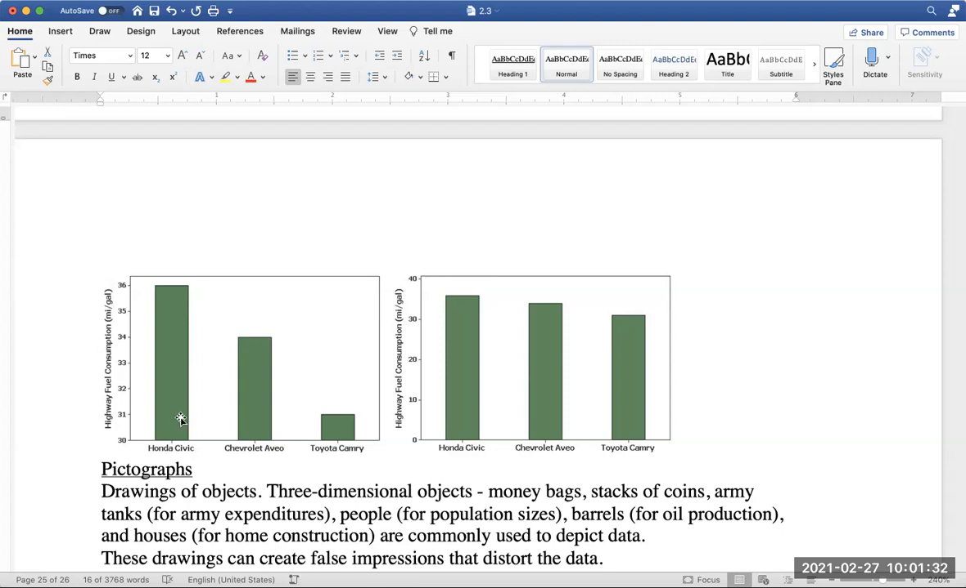But then you go, oh, wait, they're trying to trick us. They haven't put the origin here. This is not the origin. So let's place the origin correctly. So now you look at Honda Civic, Aveo, Camry. Oh, it's a little bit better, but it's not like 6 times or 10 times better. It's just a little bit better. So if you do not place the origin correctly, then you will distort your data.